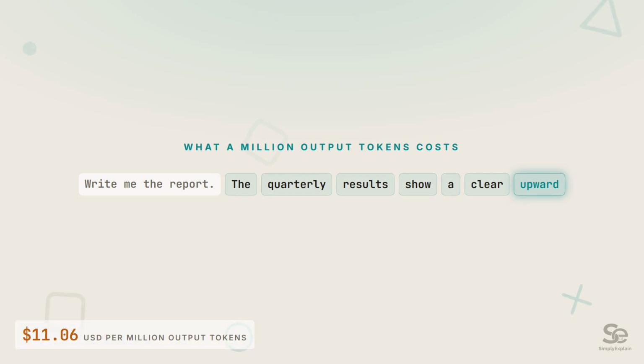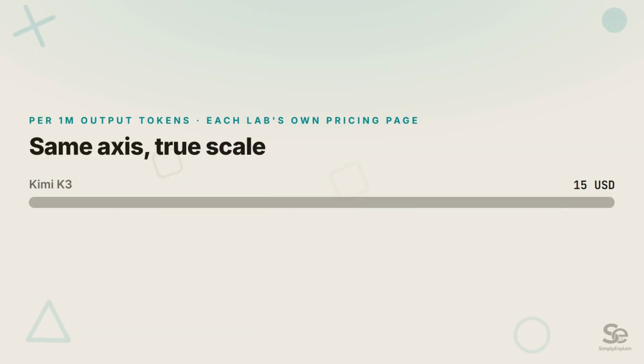A million output tokens from Kimi K3 costs $15. The same million from DeepSeek's new Flash model costs 28 cents. That is DeepSeek 5.4 Flash, released on the 31st of July, and MIT license.